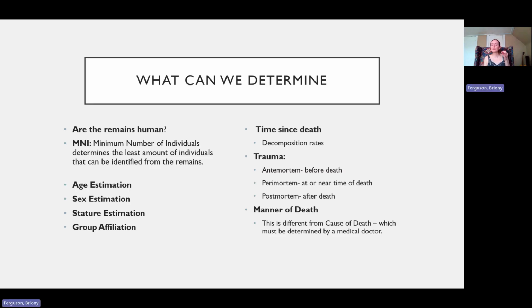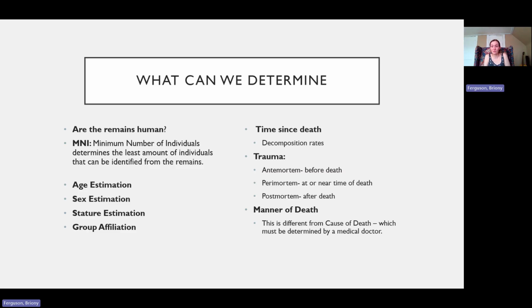So instead, we will determine the MNI. We are going to do this by looking at our inventory sheet, and you might see that, well, when I did the inventory, I had 2 left femurs. One person does not have 2 left femurs. So at that point, you can assume that the MNI is 2.